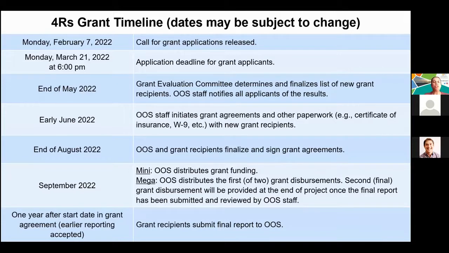This will be the application deadline for grant applicants. At the end of May of this year, the Grant Evaluation Committee determines and finalizes the list of new grant recipients. OOS staff will notify all applicants of the results towards the end of May. In early June, OOS staff will initiate grant agreements and other paperwork with the new grant recipients.